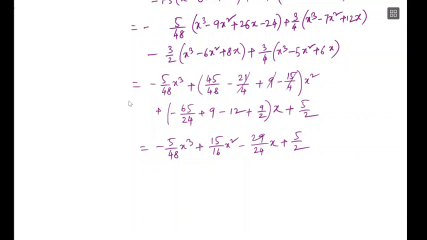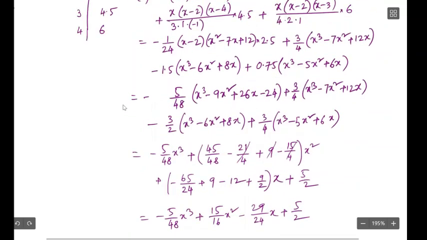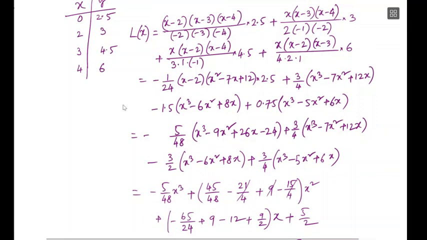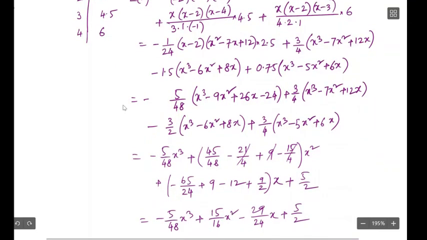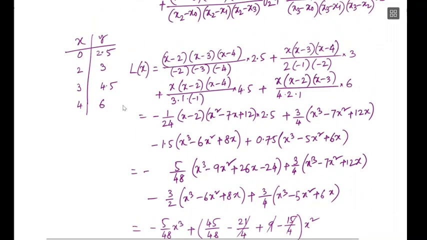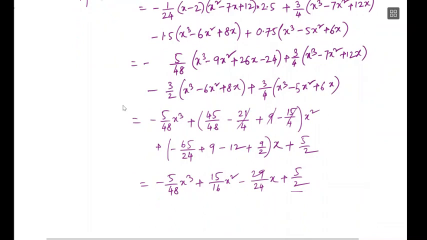I do not know if I have calculated correctly. If there is anything wrong in calculation, you need to rectify those, but that's the procedure how we have to find the Lagrange's interpolating polynomial. One thing you can see easily, that at x equals to 0, the value is 5 by 2, that is 2.5. You can check the other values also if those are matching with the tabulated values.